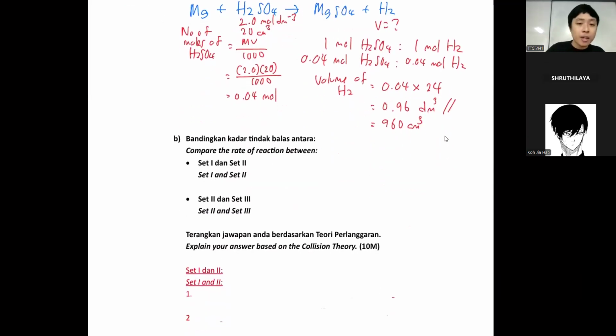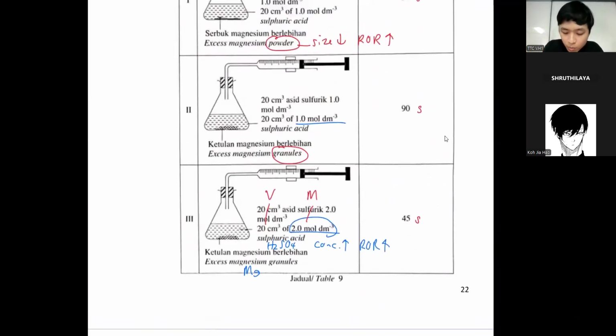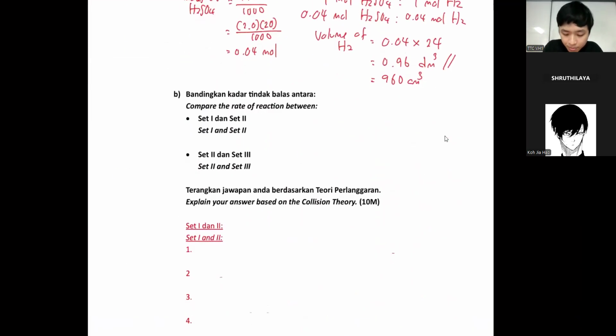Okay, this one, the comparative relation 10 marks question, is a bit of memorizing. But I try to include every factor, the 4 factors. Here they compare set 1 and set 2. Just now I already told you, right? Set 1, set 2, the difference is the size. Set 1, the size is smaller, so set 1 is the one that has a higher rate of reaction.